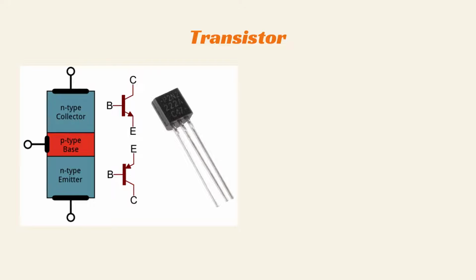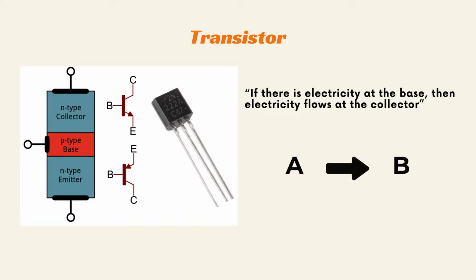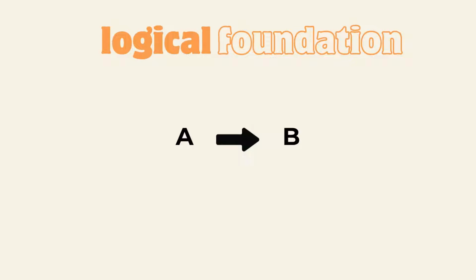From this, we can derive a logic rule. If there is electricity at the base, condition A is true, then electricity flows at the collector. Result B occurs. Does that sound like a logical statement? Exactly, this is the logical foundation of computers. A single transistor is the smallest thinking unit. It can only make yes or no judgments.